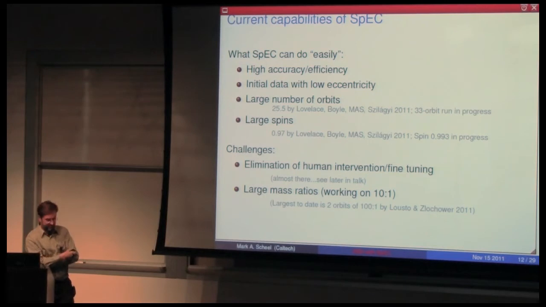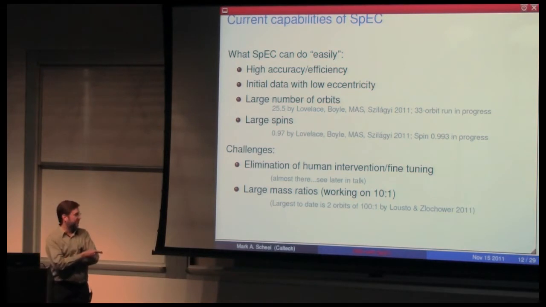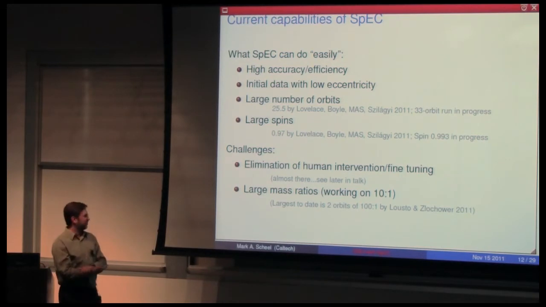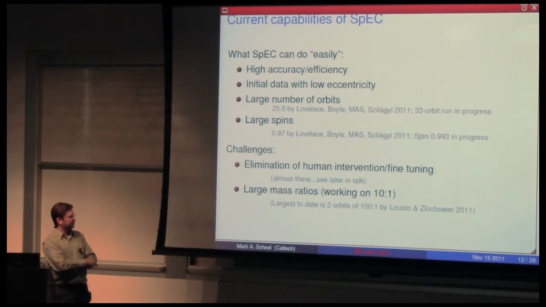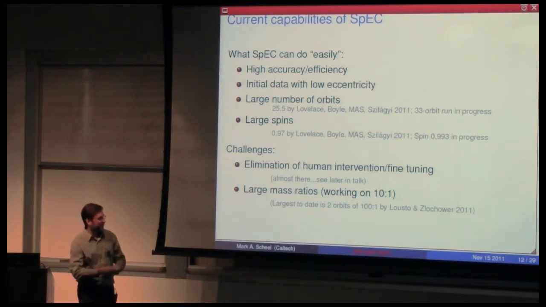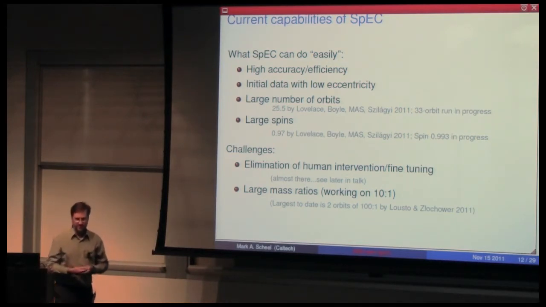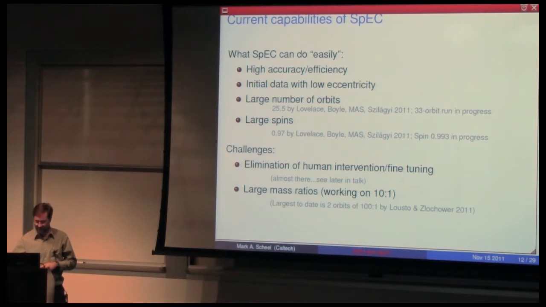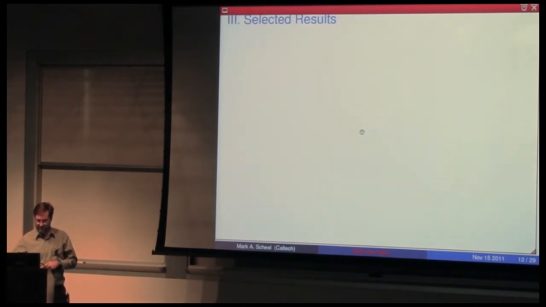Another thing that's difficult for us, difficult for everybody else too, is to do large mass ratios. And we don't quite understand why it's a little bit more difficult for us. I think it has something to do with the coordinate conditions that we use. It turns out that the smaller black holes seem to get much more distorted in our coordinates than they really should by rights be, just based on the mass ratio themselves. So we're working on a 10-to-1 mass ratio. The largest that's been done to date is 2 orbits of 100-to-1 mass ratio by the Rochester group. But again, I don't think that's routine for them either. So large mass ratios are actually very difficult.